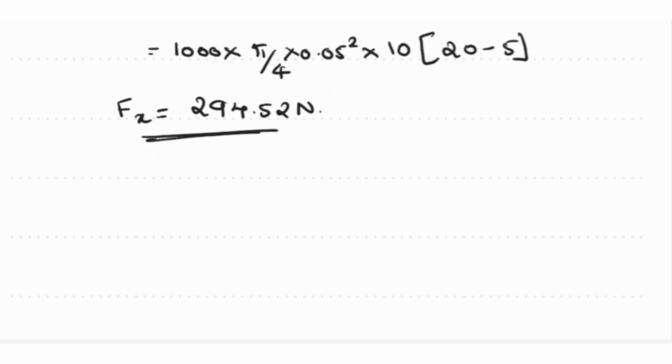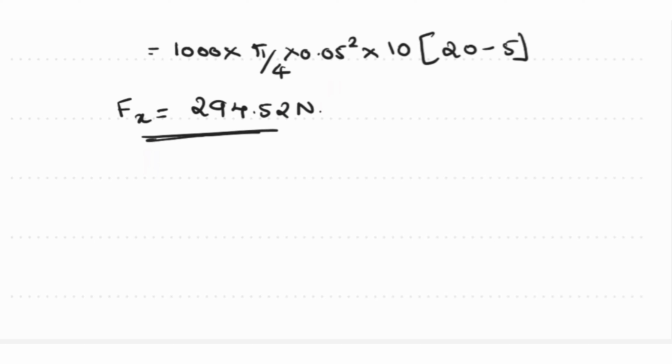So let us write down the given data. Initially they have given the diameter of jet, d is equal to 50 mm, so that is equal to 0.05 meter, and they have given the velocity of jet, v1 is equal to 20 meter per second.